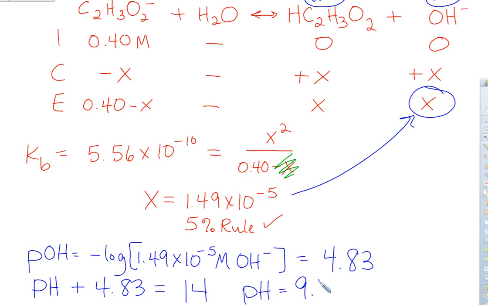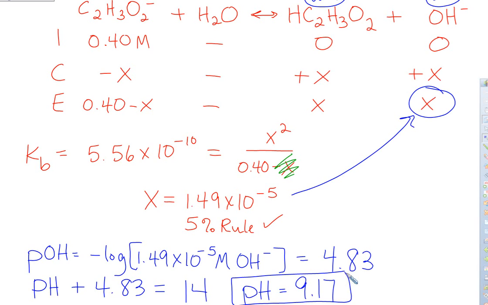about 9.17. Slightly basic, which is exactly what we expected. So again, I think the worst part of this whole setup is just getting that original equation. Often they'll give it to you, but maybe not always.